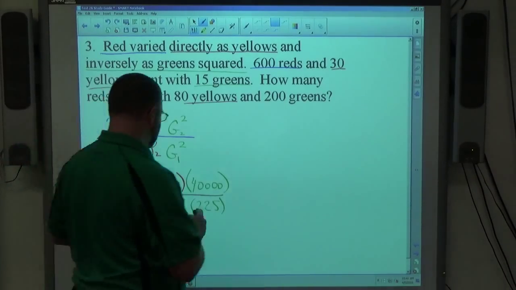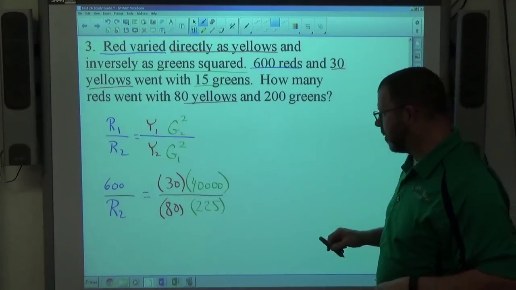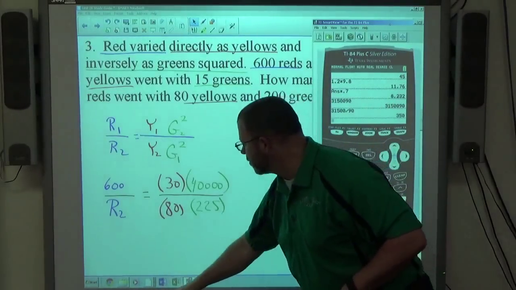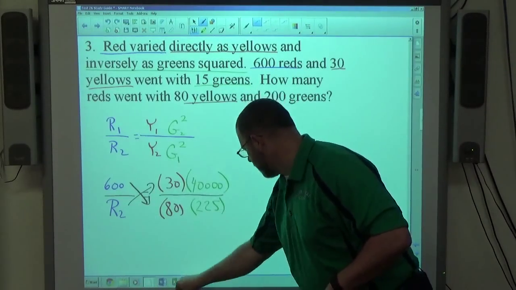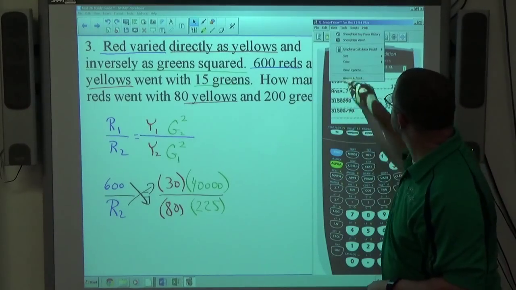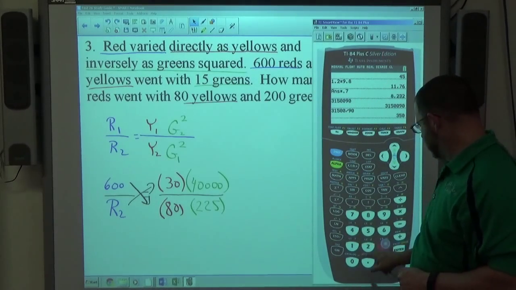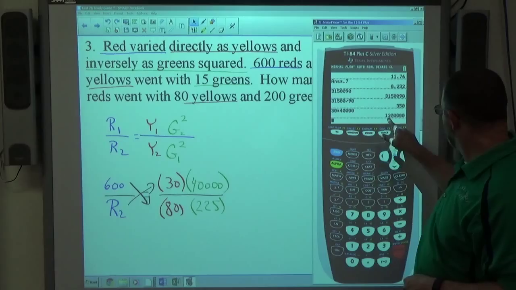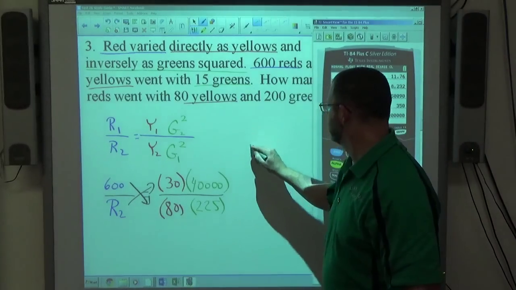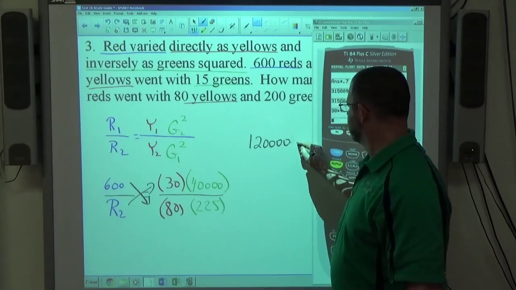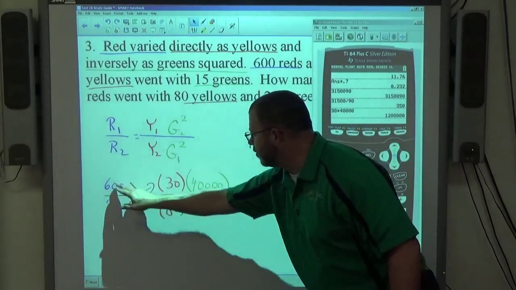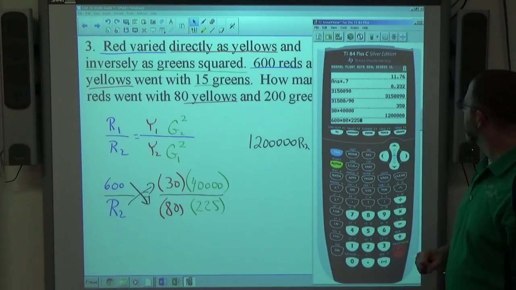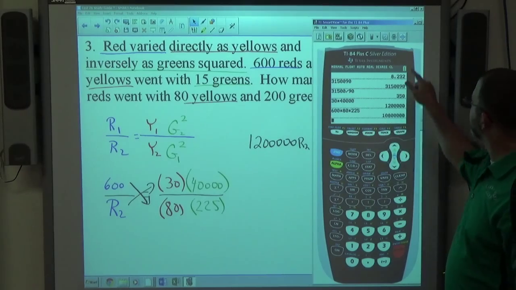That creates a proportion that's going to give me the right answer. Rather large numbers involved here, so I'd probably use a calculator. So if I take a look at this product here, and that product there are the two products I need to consider. I'm going to do 30 times 40,000, which comes out to 1,200,000 R sub 2. And if I do 600 times 80 times 225, that comes out to 10,800,000.